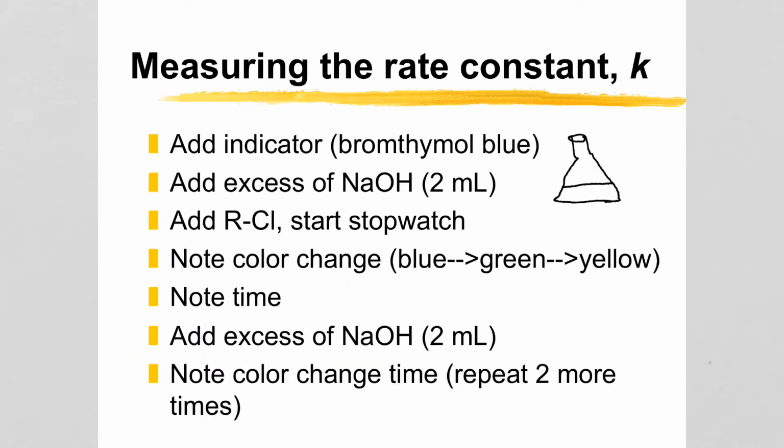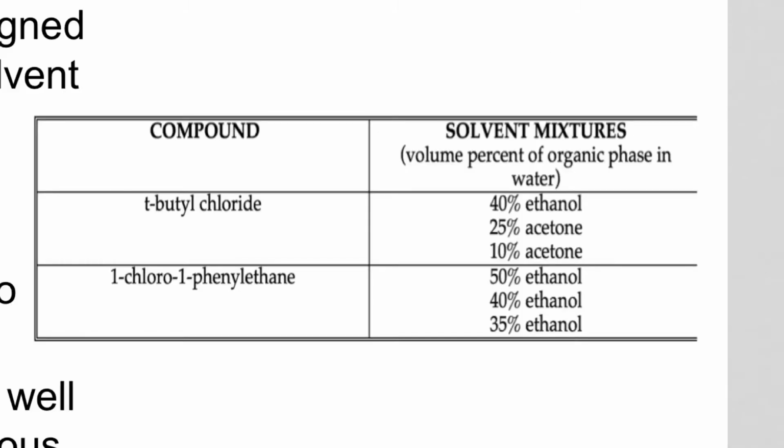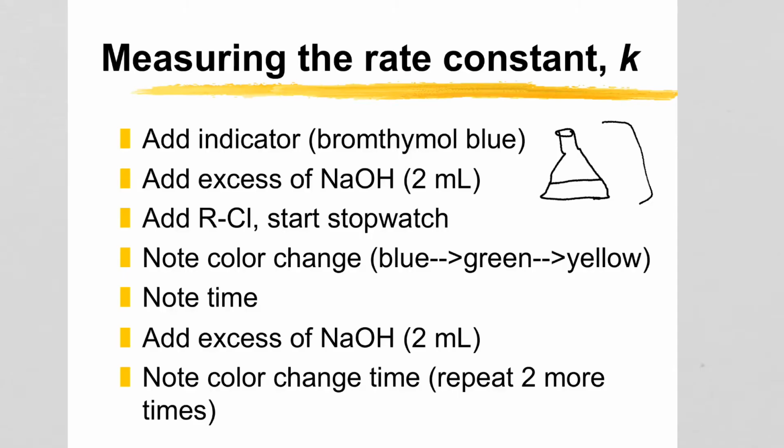Okay, so to measure the rate constant, you're going to have an Erlenmeyer flask, and in the Erlenmeyer flask, you're going to have 50 milliliters of one of these solvent mixtures. So for example, for t-butyl chloride, one of the solvent mixtures will be 40% ethanol and 60% water by volume. Then you're going to add a couple of drops of bromothymol blue indicator to the flask, and then add from your burette about 2 milliliters of sodium hydroxide. Then you'll add the alkyl halide and you'll start your stopwatch.